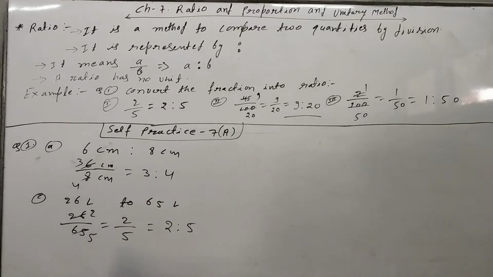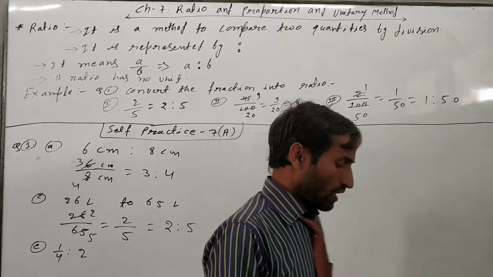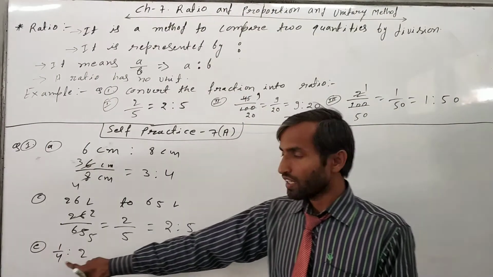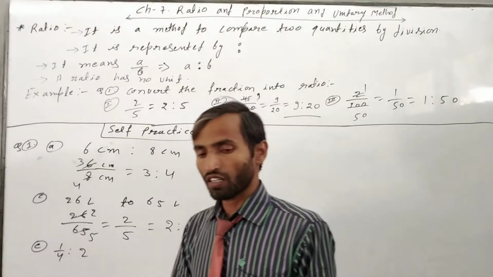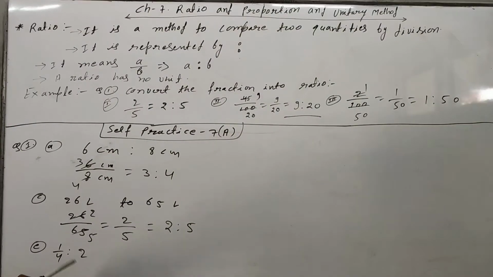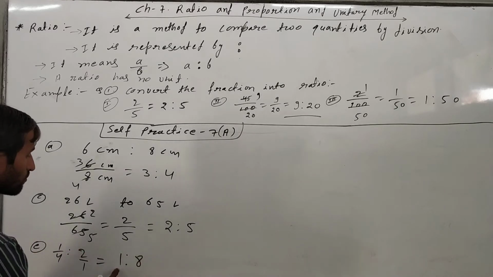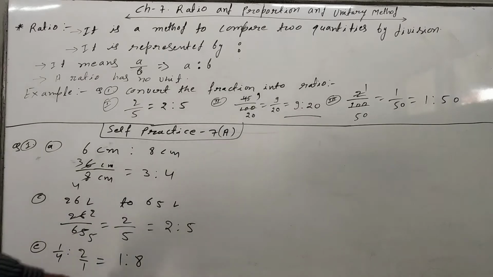How will we simplify part E? 1 upon 4 ratio 2 is given. How do we simplify this? Here one is a fraction already given, and the other is a whole number. So we have to remove this fraction. How will you remove it? Here 2 means 2 upon 1, so take the LCM of 1 and 4, or you can cross multiply here also, then the answer will also come. 1 into 1 is 1, and 4 into 2 is 8. Then it will come 1 is to 8. So this is the final answer.